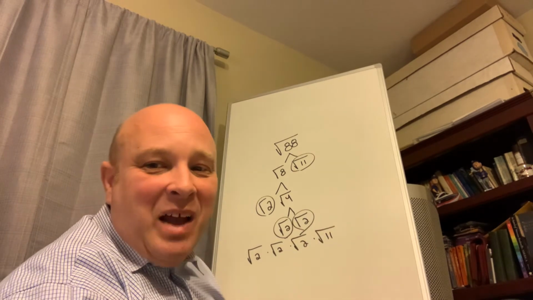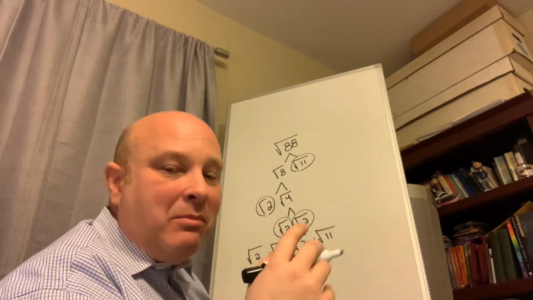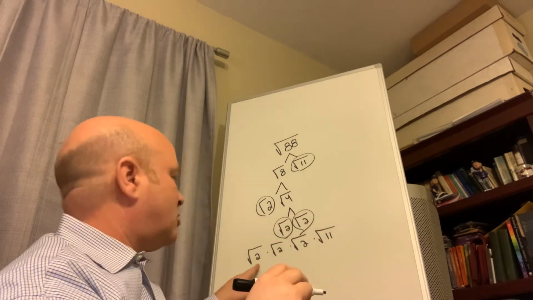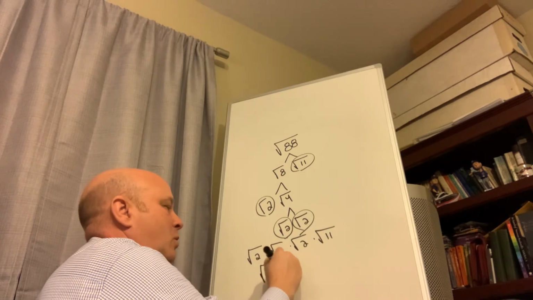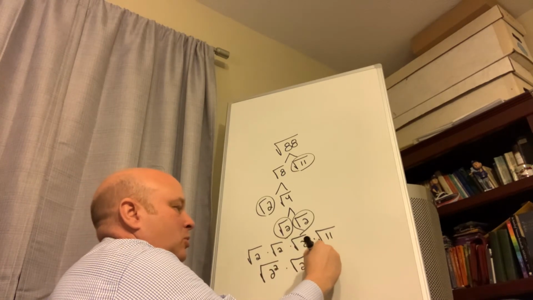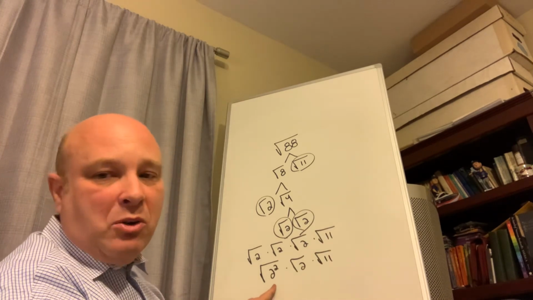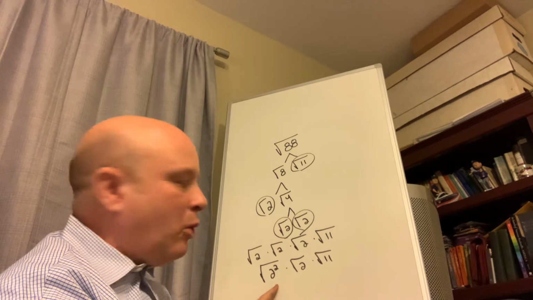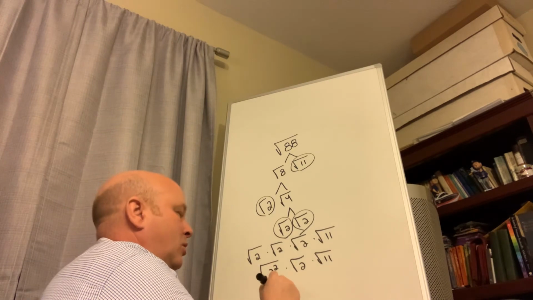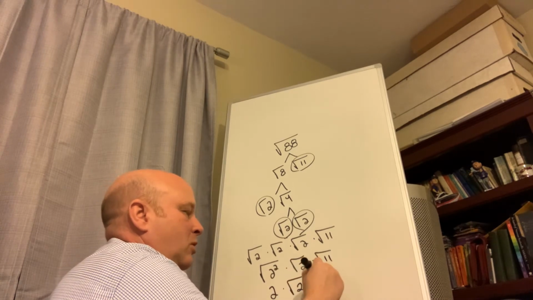Okay, if I have doubles, exactly 2, I can put them together. In other words, square root of 2 times the square root of 2 can become the square root of 2 squared, times the square root of 2 times the square root of 11. All right? And now the square root of 2 squared, I know what that is. It's 2. I'm going to rewrite this as 2 times square root of 2 times the square root of 11.